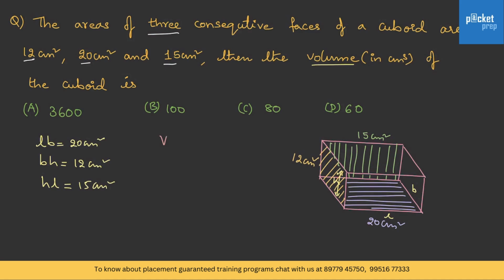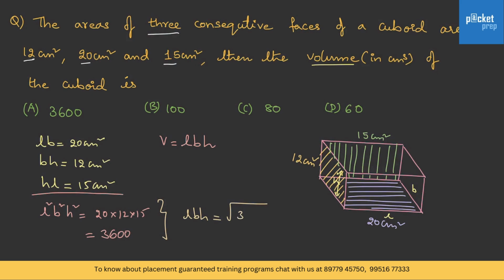The question asked is for volume. We already know volume is LBH. In order to get this, let me multiply all the 3. When we multiply, we get L square, B square, H square equals 20 into 12 into 15. This is 3600. So from this I can write LBH is root of 3600, that is 60. Therefore, the volume is 60 centimeter cube. That is option D.